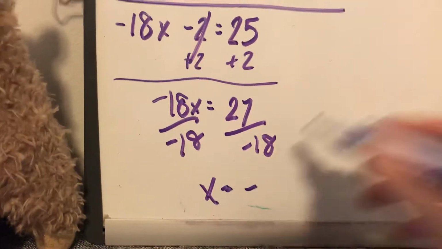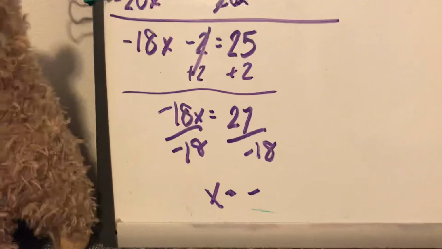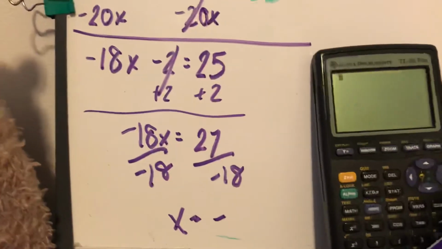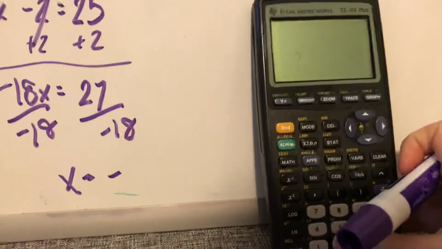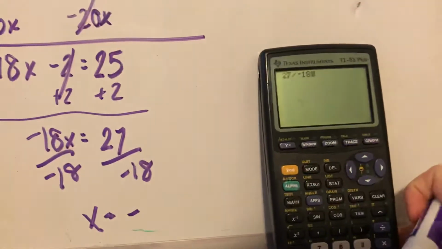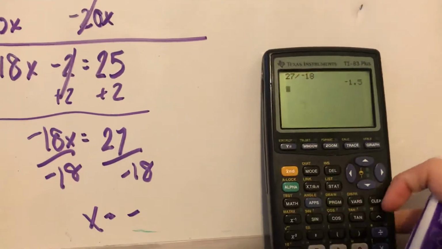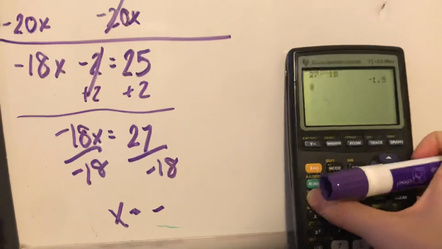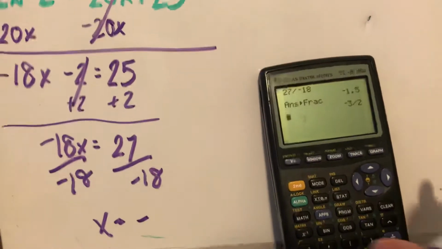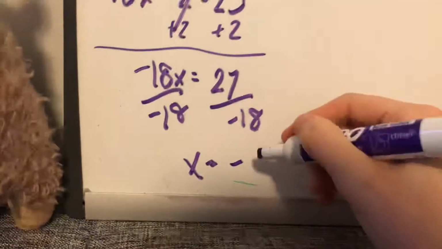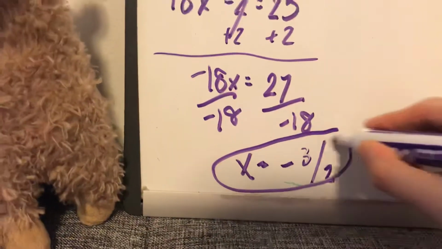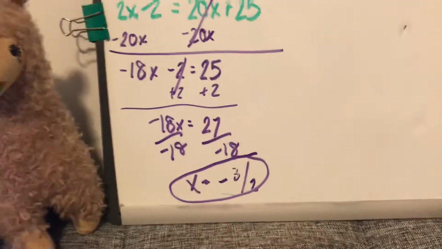X equals, I have negative, and I already know that I can reduce that. And if you're not sure what it's equal to, go ahead and open your graphing calculator app or grab your calculator. 27 divided by negative 18. Negative 1.5, or we know, because we're dealing with rational expressions here, math, enter, makes that negative 3 over 2. So I'm going to write it as negative 3 over 2. And that's your final answer there.